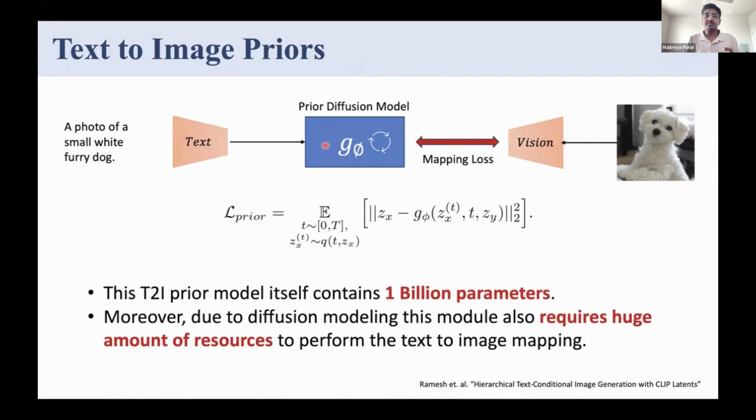But even with this text-to-image prior model, we are just working in the embedding space. Embeddings are only 1,000 or 2,000 dimension vectors. Even though we are working in this small compressed space, we still require over 1 billion parameters and a lot of resources to train these models.